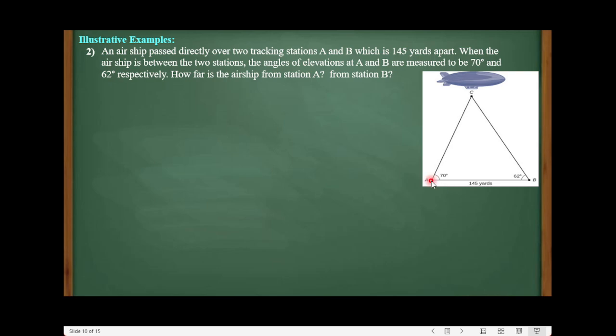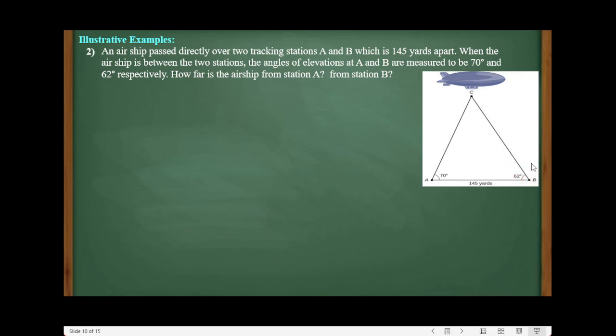Now, at this point, the observer at station A sighted the airship with an angle of elevation of 70 degrees. Then similarly, an observer from station B sighted the same airship with an angle of elevation of 62 degrees. So, the problem is asking for what? The distance of the airship from station A and the same airship's distance from station B. So basically, we're going to find the length of this side, and also this side.